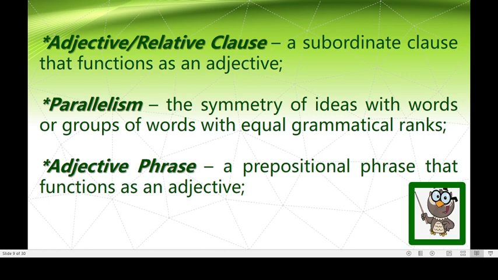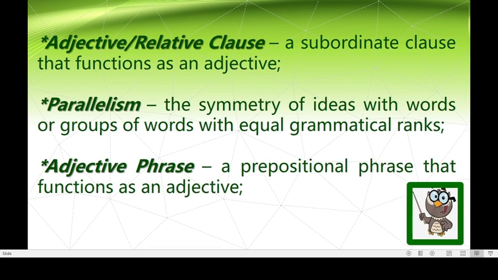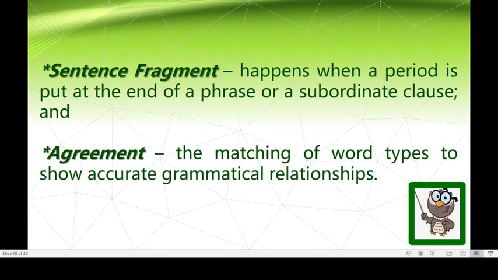We also have parallelism. This is the symmetry of ideas with words or group of words with equal grammatical ranks. Adjective phrase. This is a prepositional phrase that functions as an adjective. We also have sentence fragment. It happens when a period is put at the end of a phrase or a subordinate clause. And last, we have agreement. Agreement is the matching of word types to show accurate grammatical relationships.